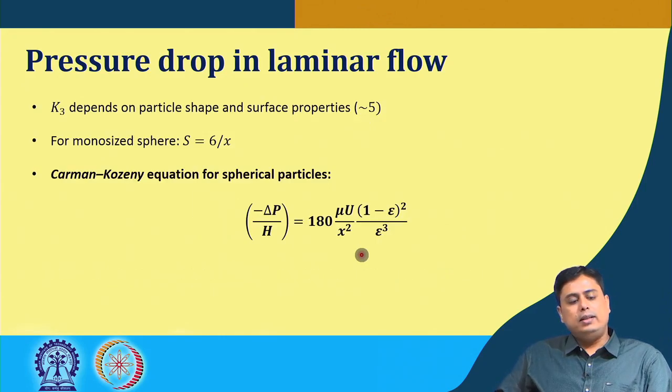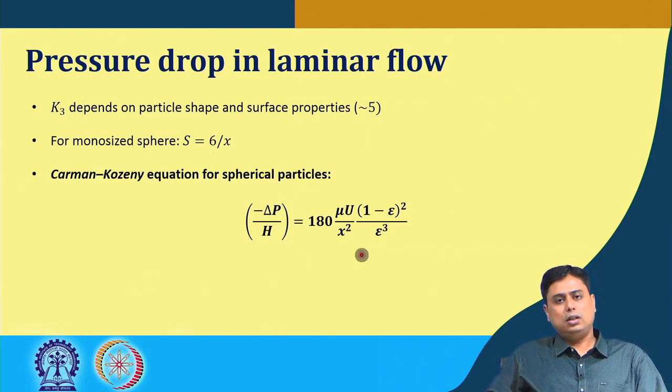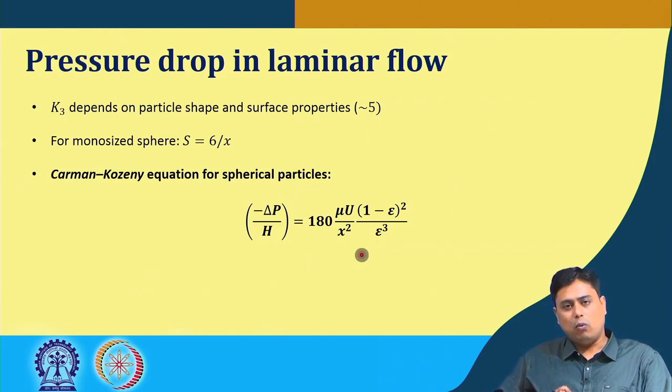So now this K3 constant term depends on the particle shape and surface properties. It has been observed by several experiments, with a wide range of particle types having different density and different shape, that this K3 value depends on the particle shape and surface property, and this value is numerically close to a constant value of 5.